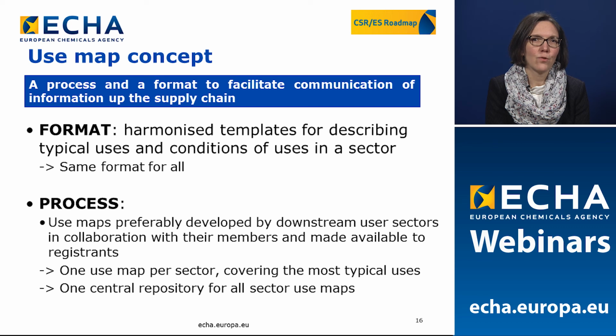Let me introduce you the use map concept. The use map concept is the combination of a process and a format to communicate information on uses up the supply chain. In this communication process, sector associations play a key role. In terms of format, the use maps consist of a set of templates to be used by sector associations to describe the typical uses in their sector. The templates support the collection of the key information on use and conditions of use needed by the registrants to fill in their IUCLID dossiers and to perform exposure assessment.